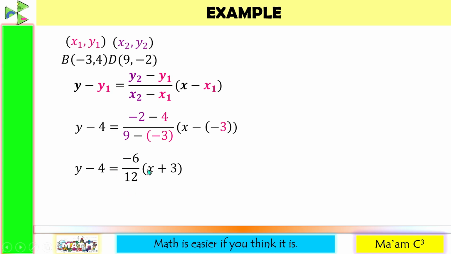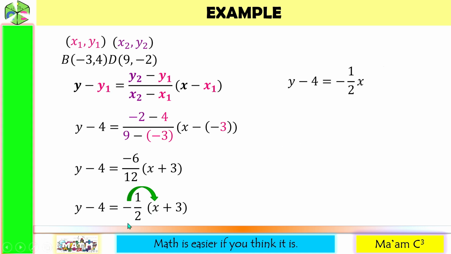Simplifying further, negative 6 divided by 12 is negative 1 half. Now we are going to distribute negative 1 half. Negative 1 half times x will be negative 1 half x. Just copy y minus 4. Also, negative 1 half times 3 will give us negative 3 over 2. Now we are going to move negative 4 on this side. Let's do that. It will become positive.